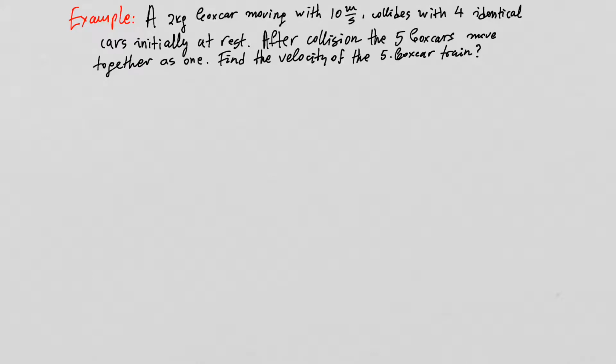Here is the example. A 2-kilogram boxcar moving with 10 meters per second collides with 4 identical boxcars initially at rest. After collision, the 5 boxcars move together as one. Find the velocity of the 5 boxcar train. So, to solve this problem, I'm going to use conservation of linear momentum.